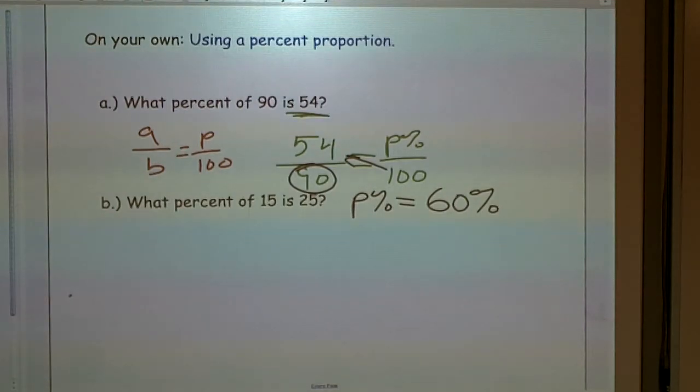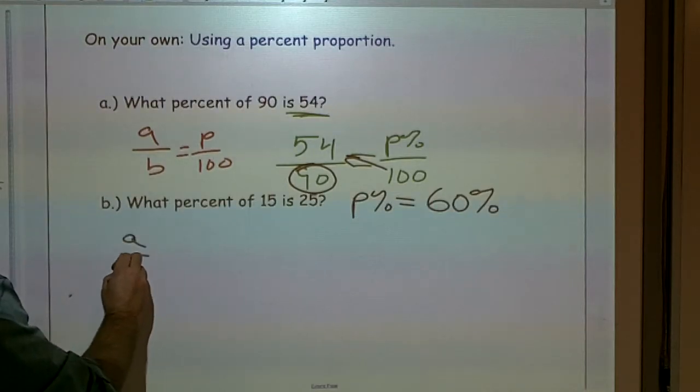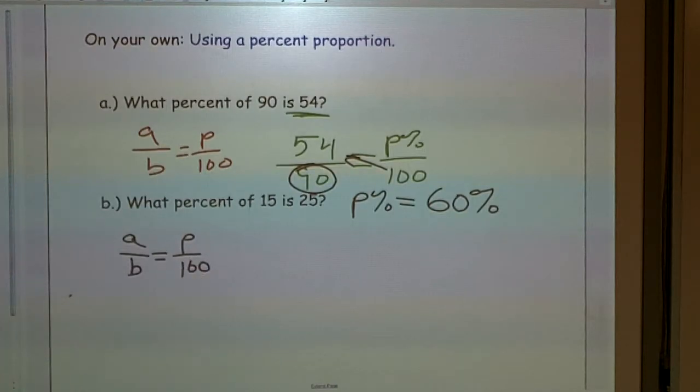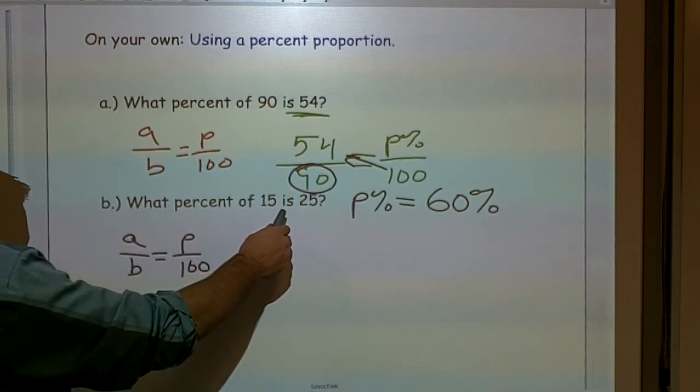Letter B, what percent of 15 is 25? Okay, again, write out your proportion, A over B equals P over 100. Substitute our known values for our part and our whole. In this case, of 15 is 25.